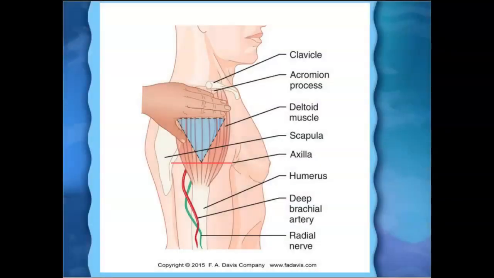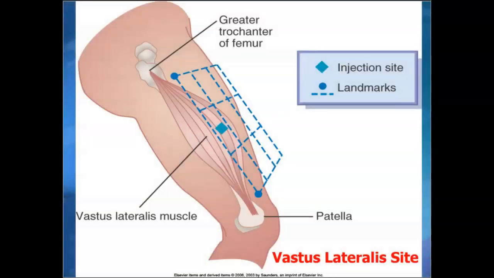This is, again, perfect, right? Put your 4 fingers up there, and that's the injection spot. And here's the vastus lateralis. So literally your injection site or your landmarks, right?